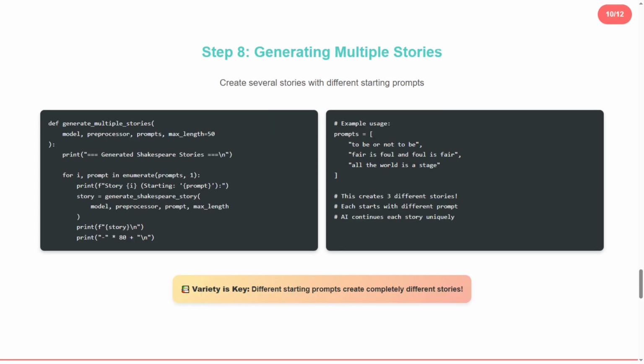Why stop at one story when you can create many? This function takes multiple starting prompts and generates a unique story for each one. The beauty is in the variety. Start with "to be or not to be" and get one story. Start with "fair is foul" and get something completely different. Same AI, same training, but totally different creative outputs. It's like having Shakespeare write multiple stories on command, each one unique and authentic to his style.